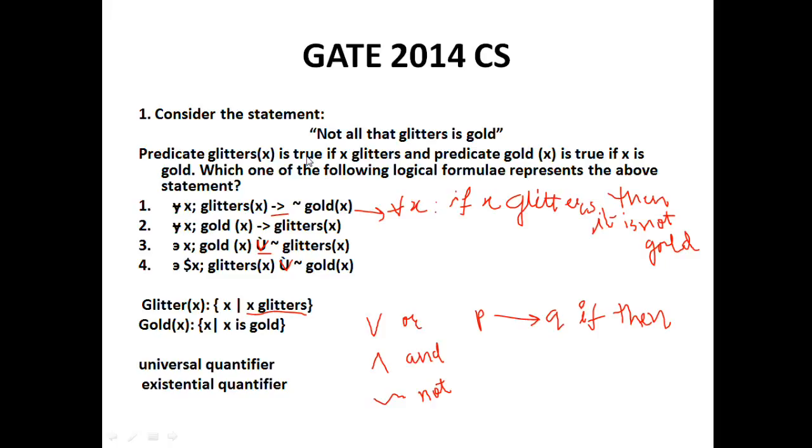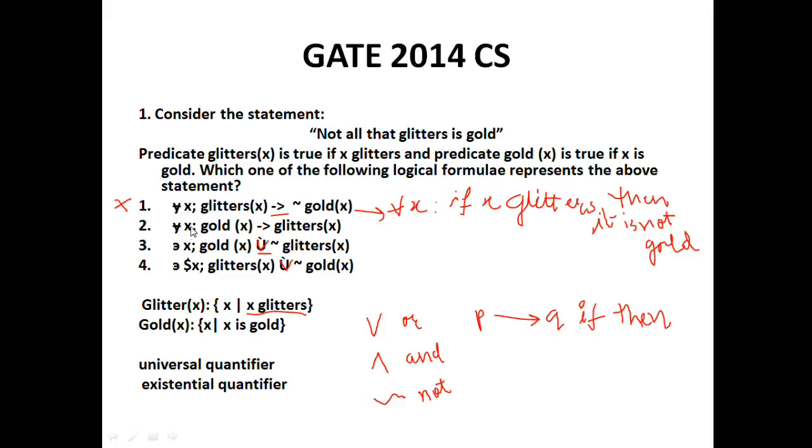So it is trying to say that there is something glittering and it might not be gold. It is not saying anything else. So if x is glittering, it might not be gold. It's not saying for certain it is not gold. But if-then says for certain it is not gold. So this is not the right answer.